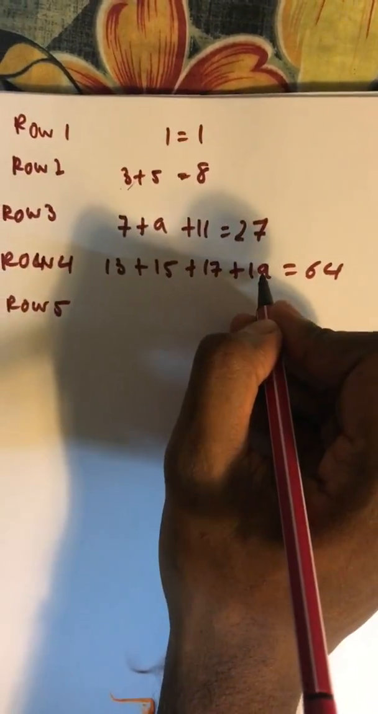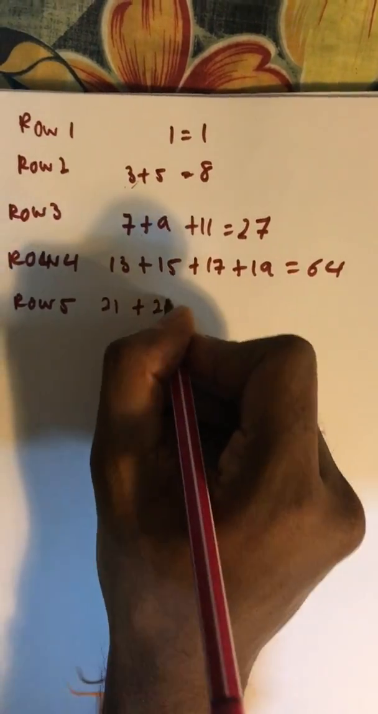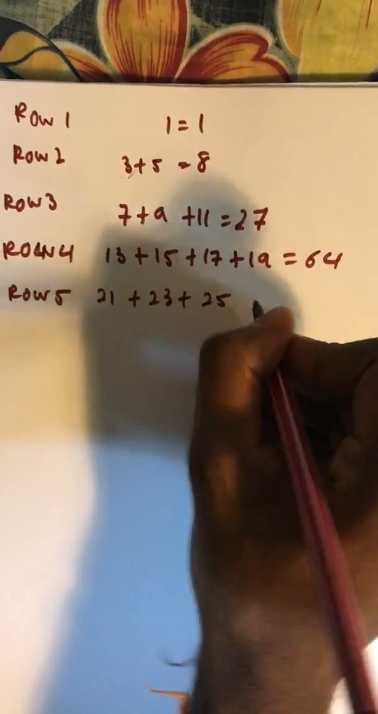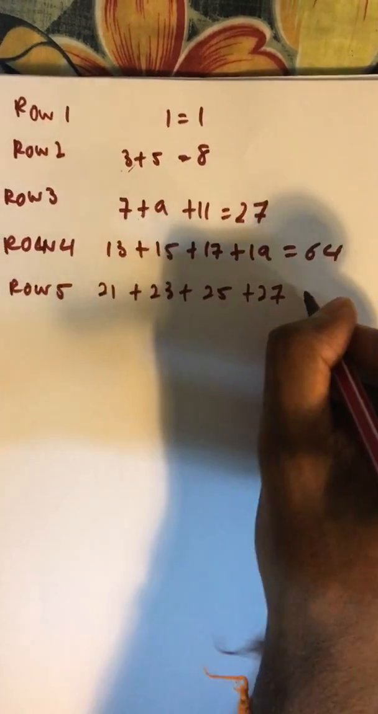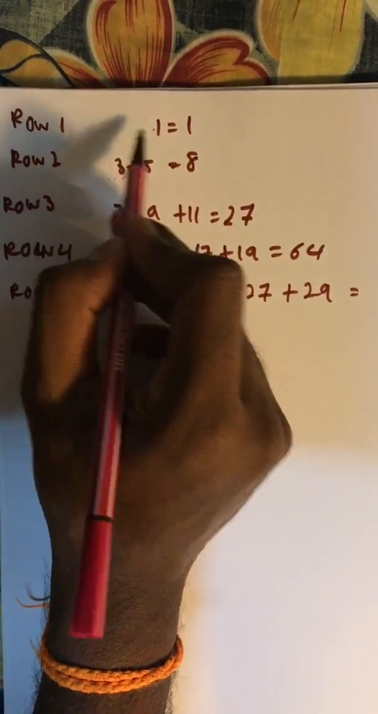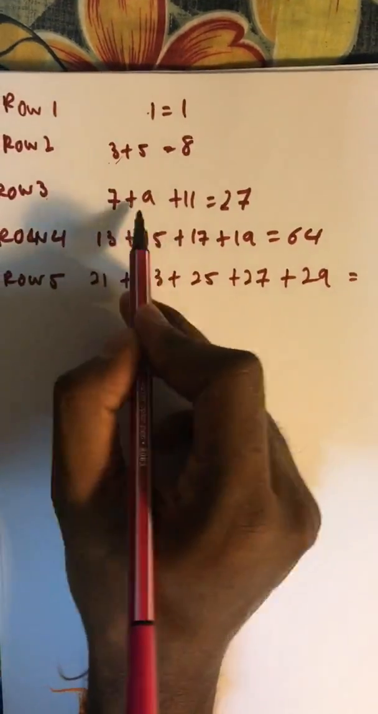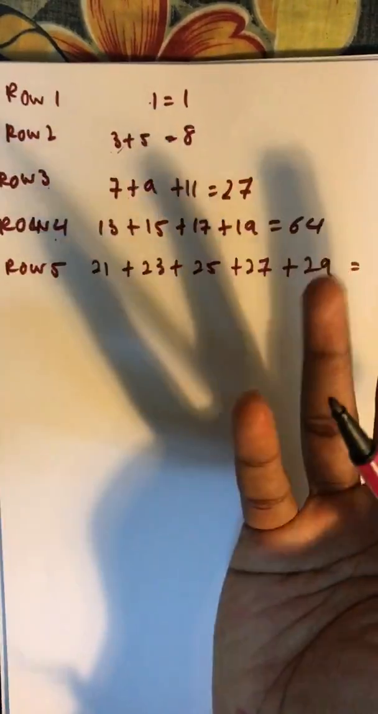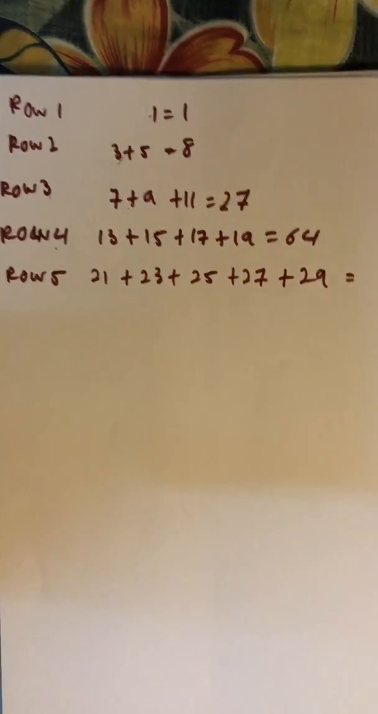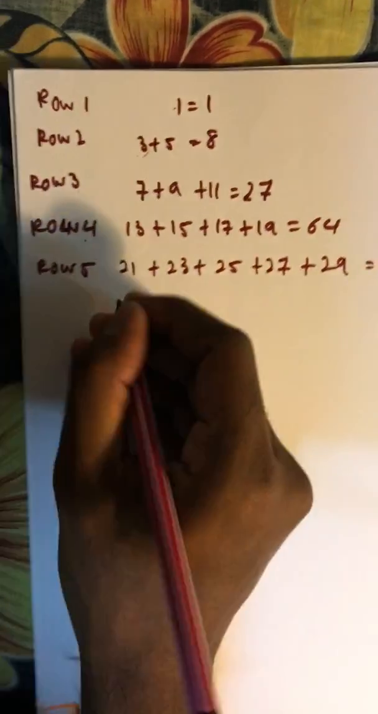So for row 5, if this is 19, the next odd number waiting for you is 21 plus 23 plus 25 plus 27 plus 29, and I would say we have to stop here. You know why I say we have to stop here? You see the pattern. For row 1 we have 1 number, row 2 we have 2 numbers, row 3 we have 3 numbers, row 4 we have 4 numbers, row 5 we have 5 numbers. That's how I know I need to stop at 29. Okay, so summing all of this will give us the answer. You can press in calculator easily.